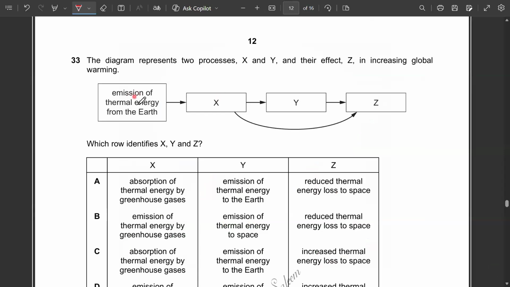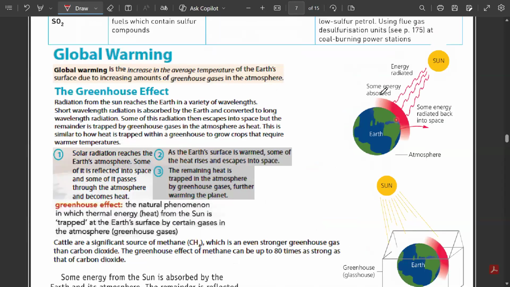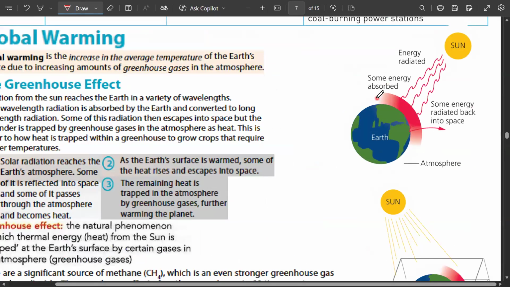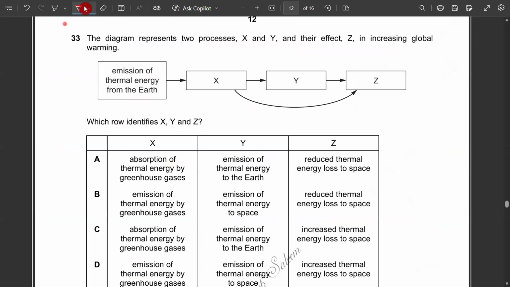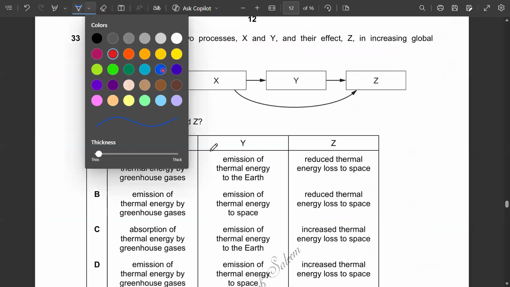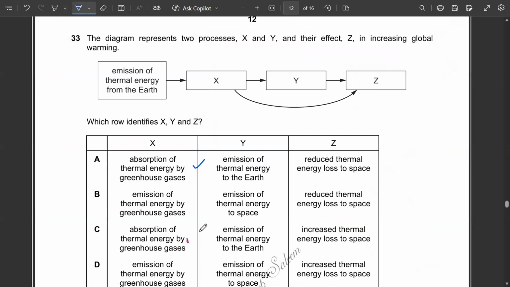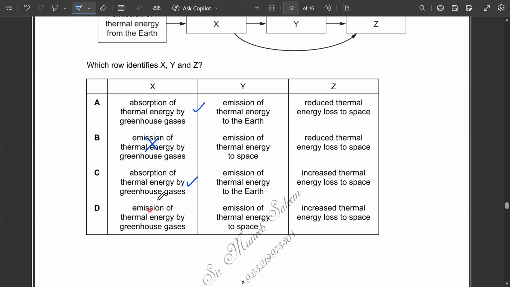If the emission of the thermal energy is from the earth, then there will be the absorption of the thermal energy by the greenhouse gases. As you can see here, the absorption is there in this part, and the energy is absorbed by the greenhouse gases. So we can see option A is correct and option C is correct, because the energy is being absorbed, not emitted. Emission is wrong.